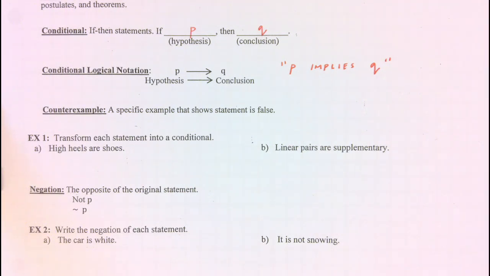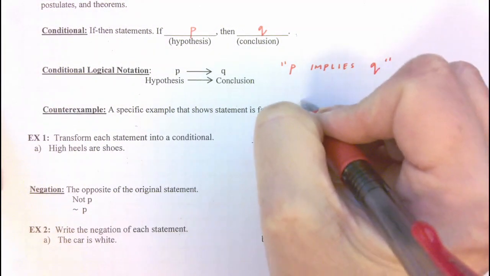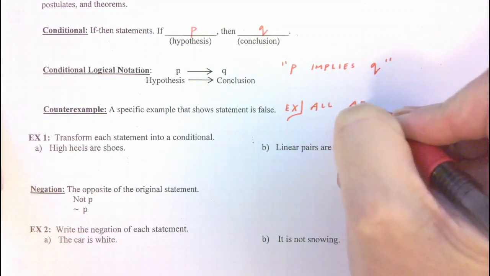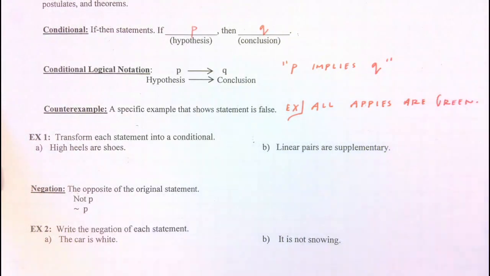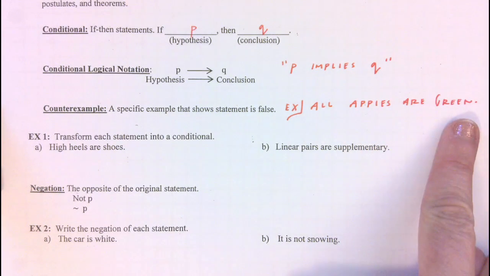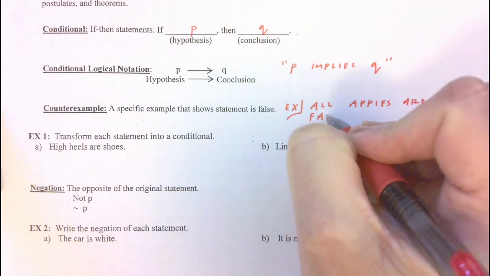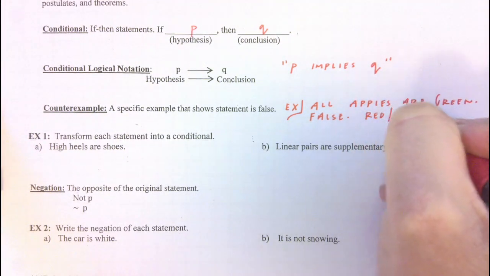Okay, counterexamples. A counterexample is a specific example that shows a statement is false. So let's say that I give you this example. Let's say that I tell you, for example, all apples are green. Okay, so I'm giving you this statement, all apples are green. If I rewrote that in conditional form, I would say something like, if it is an apple, then it is green. If I'm trying to come up with a counterexample, I'm looking for a specific type of apple that is not green. So I'm going to say, well, this statement is false, and it's false because I can come up with a counterexample of red or maybe yellow apples.